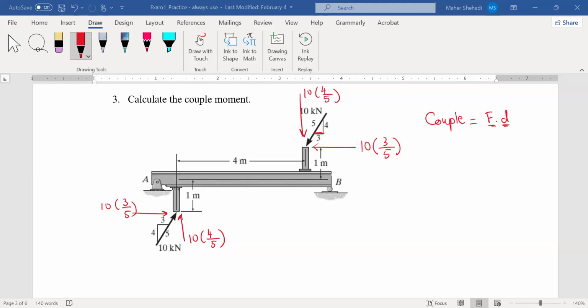As we've said, a couple has three portions. First, it has to be the same value. For example, if we look into those two portions, the 10 times 4 over 5, or 40 divided by 5, that's basically 8 and 8 kilonewton. This one is 6 and 6 kilonewton.